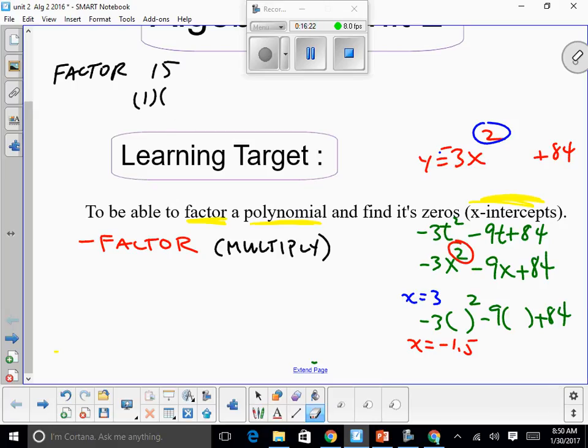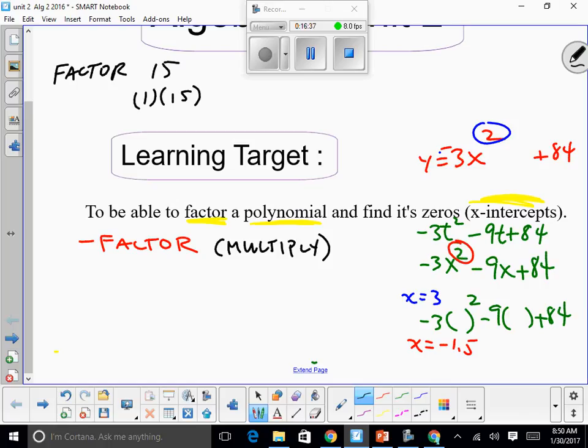Boom. Each one of those numbers is a factor. We're like, one is a factor? Yeah. It's one of the numbers that you need to multiply to get 15. So 1 times 15 gives you 15.